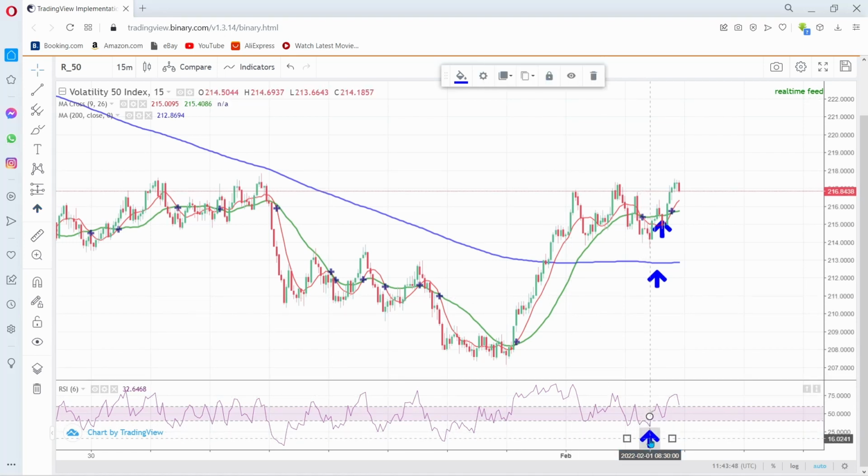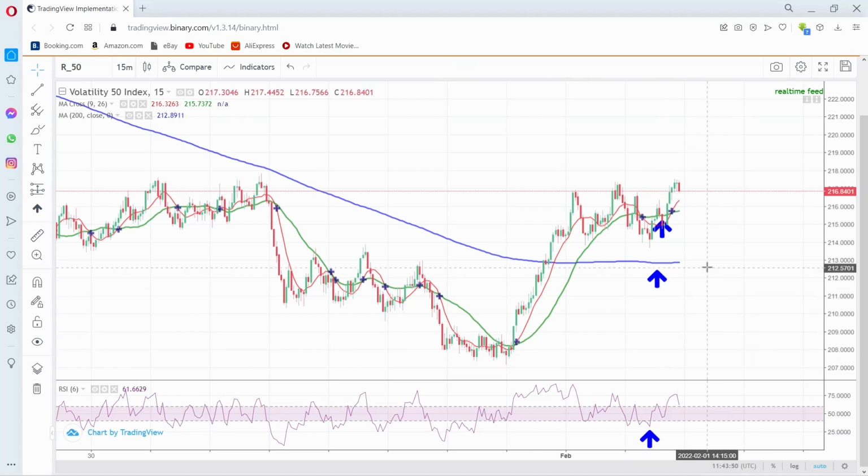Voila, as you can see. So right now we've got 3 confirmations. We are already late. We've got 3 confirmations. So right now we are going to buy.